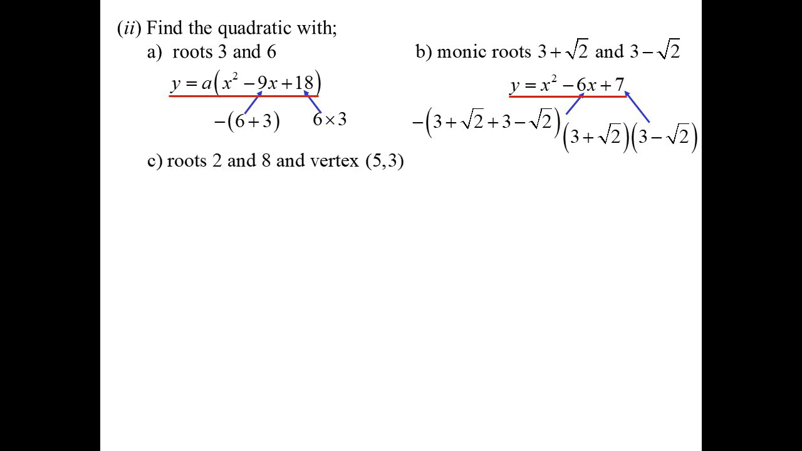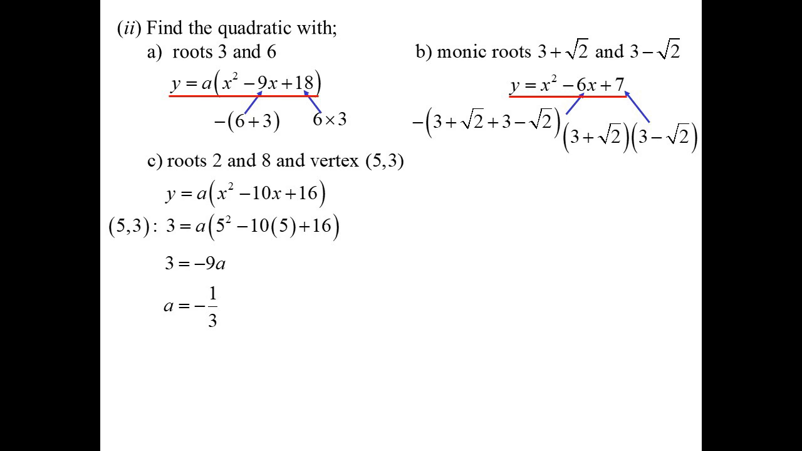We know the roots, but this time they've told us the vertex as well. All right. So x squared minus 10x plus 16, because 8 and 2 is 16. Add them together and get 10, so it's negative 10. Could be a multiple. But now that I know a point that it goes through, I can work out that multiple. I just substitute in. So subbing in, we just have to solve this little equation. A is negative a third. So there is my quadratic. Y equals negative a third, x squared minus 10x plus 16.